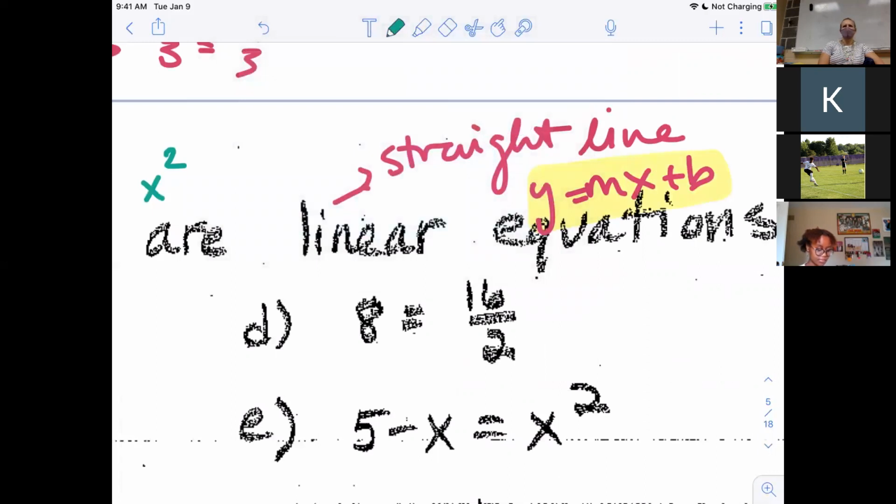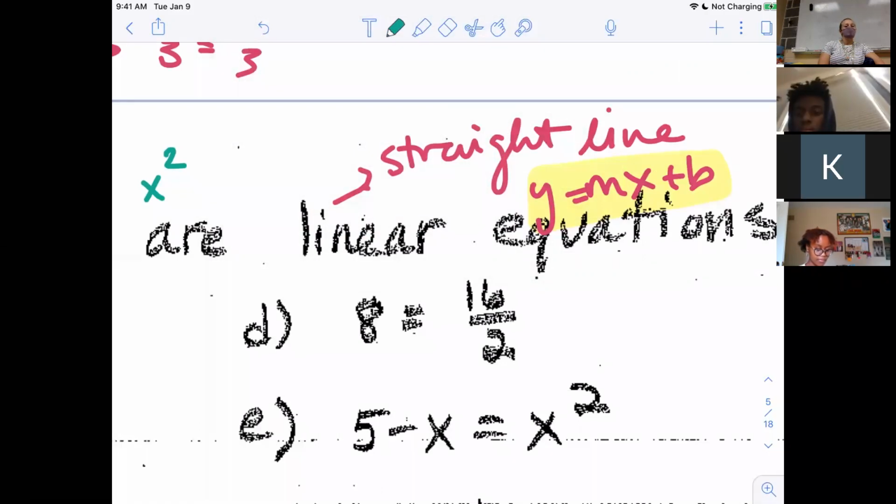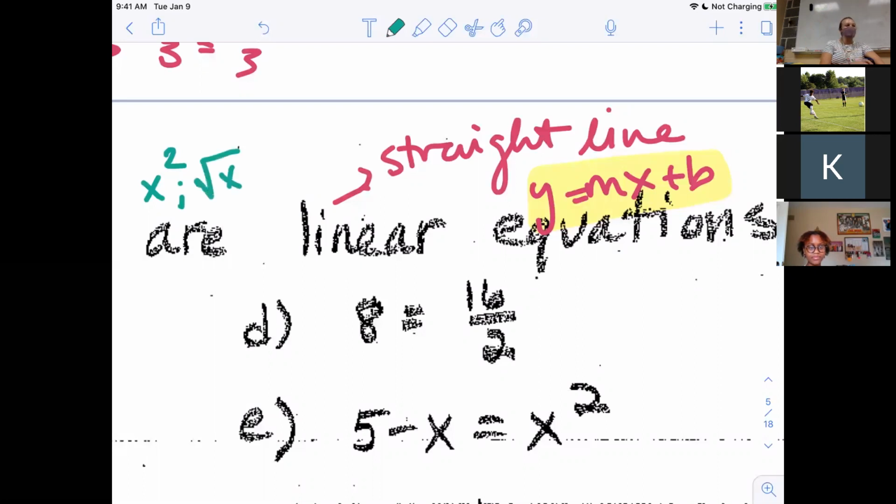What do we know what that is? Parabola, which is a quadratic. Yes, nod with me. Yes, thank you. Okay. What about like root x? Does that work? Is that linear? No. What about like 1 over x?